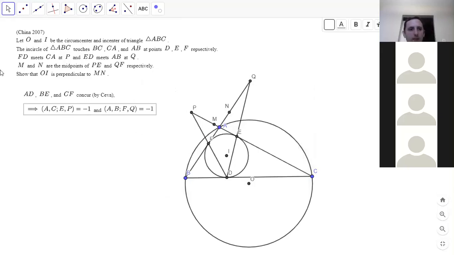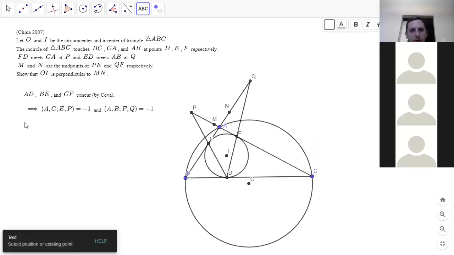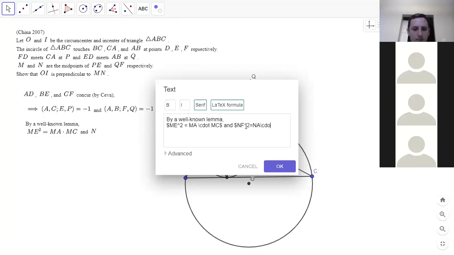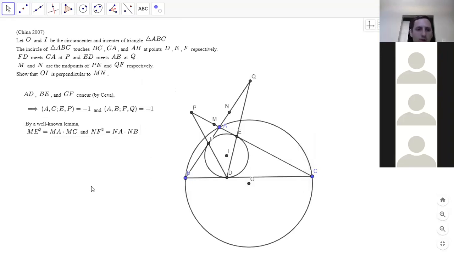And so by a well-known lemma, so I've used this on our channel a bunch of times now, then we have ME squared equals MA times MC. And similarly, I think it's NF squared is NA times NB. All right. And so basically that means M has the same power with respect to both the incircle and the circumcircle.